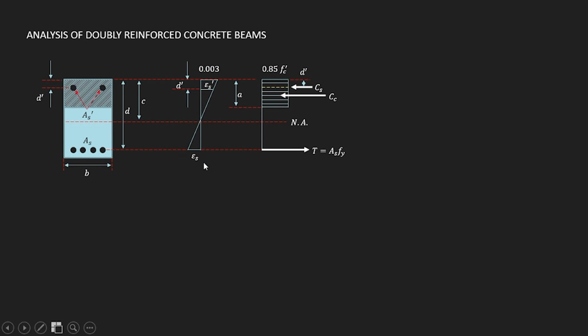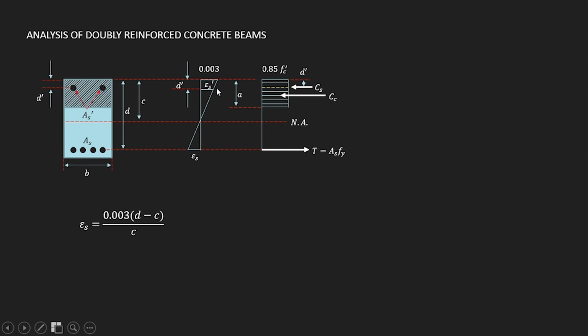Now guys, if we go back to our strain diagram, here it is. We have epsilon S, and this time we have an additional epsilon S prime, which is at location D prime from the topmost area. If we use proportion for the net tensile strain in the tension steel, epsilon S comes from similar triangles, and that is 0.003 times D minus C all over C.